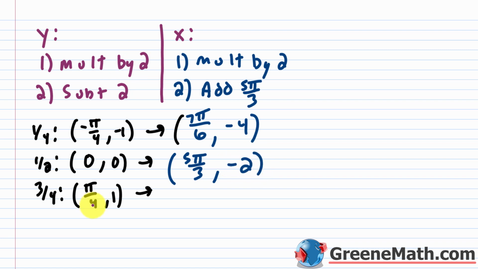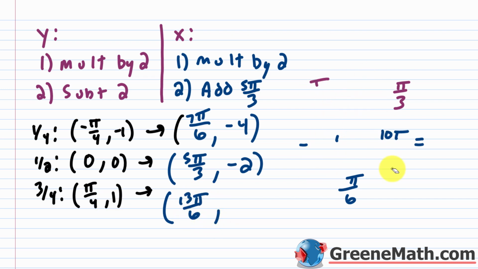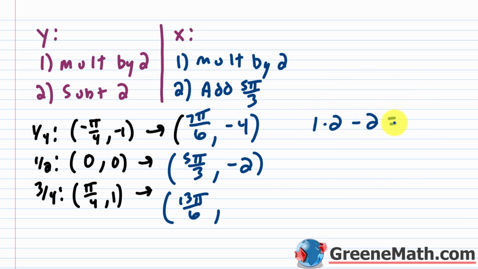All right, for this one, we have pi over 4 for the x value. We want to multiply this by 2 first, and then add 5 pi over 3. So this would cancel with this and give me a 2 down there. So let's write pi over 2 as 3 pi over 6, so we can have a common denominator, and then plus, let's write 5 pi over 3 as 10 pi over 6. And this would be 13 pi over 6. Then comma. Again, for the y value, all you're doing is multiplying by 2 first and then subtracting away 2. So you're going to have 1 times 2, then minus 2. So this becomes 2 minus 2, which is 0.